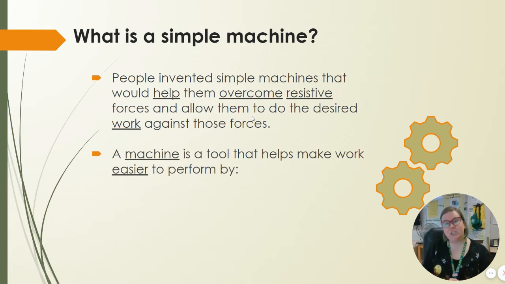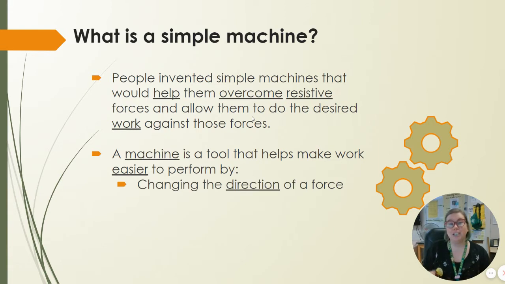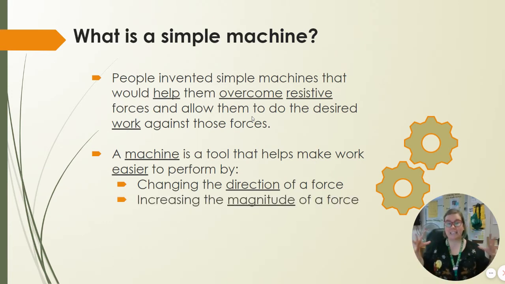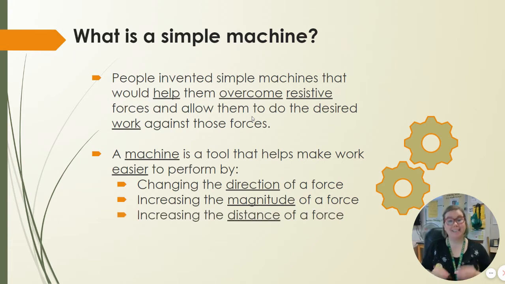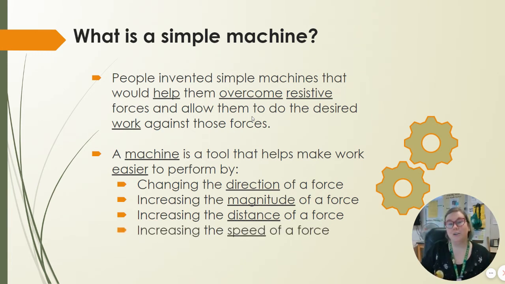A machine is a tool that helps make work easier to perform by changing the direction of a force. You apply a force one way, and the machine applies it a different way. It could increase the magnitude of a force, meaning the size or the amount of force. It could increase the distance of a force, so how far that force is applied. And it could increase the speed of a force, how quickly or rapidly that force is applied.